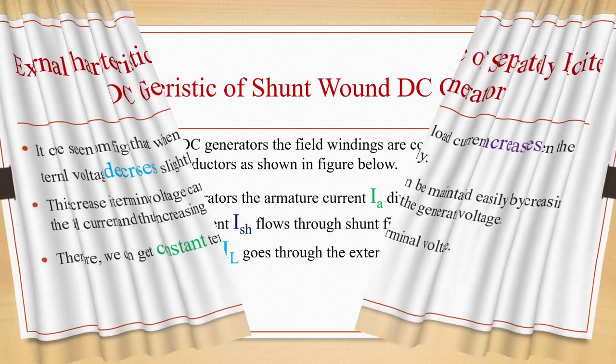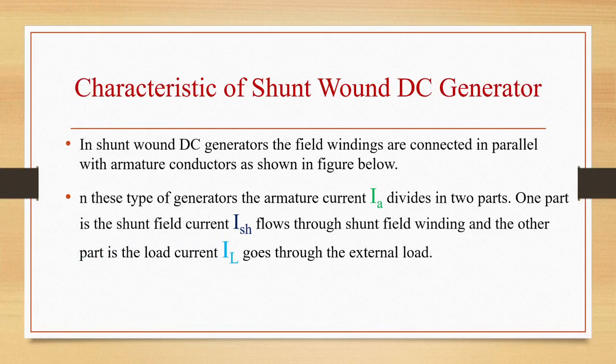Then we have seen the characteristics of the shunt wound DC generator. In a shunt wound DC generator, field windings are connected in parallel with the armature winding, and armature current will divide into two parts, that is, IA will be equal to IL plus ISH. IA is the armature current, IL is the load current, ISH is the shunt field current. One part is the shunt field current flowing through the shunt field winding, the other part is the load current flowing through the external load.